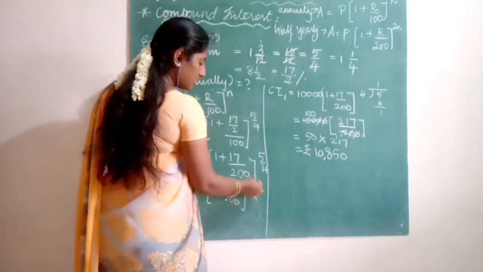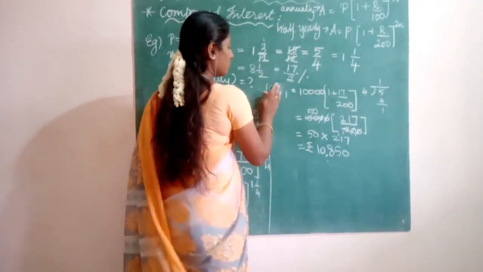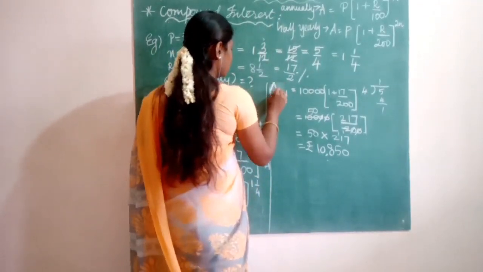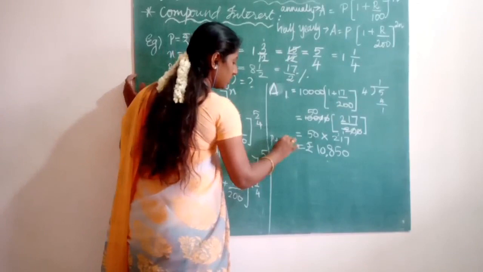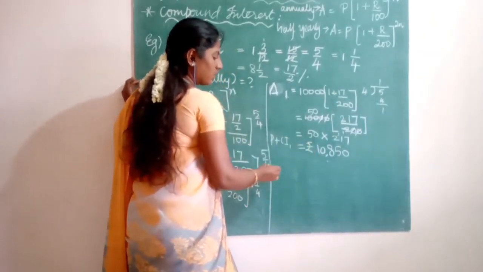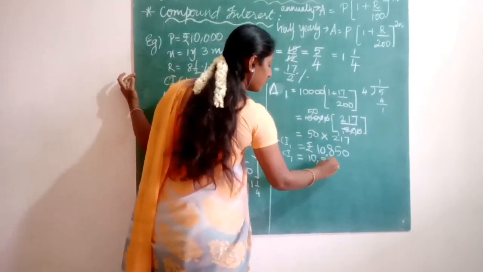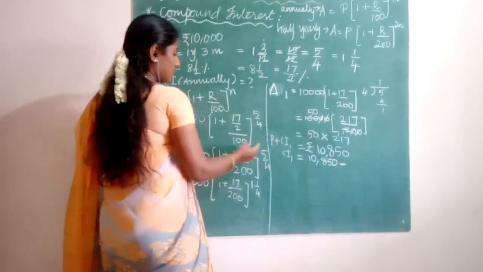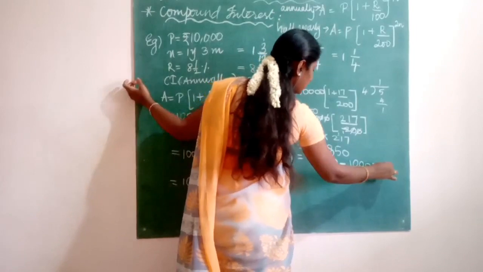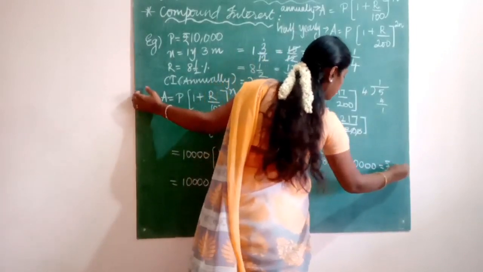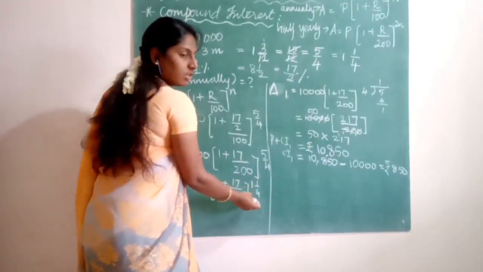Next, for the next quarter year, sorry, actually this is the amount. So this is amount 1, the principal amount plus CI1. So what will be CI1? CI1 is this amount minus the principal amount, that is 10,000. So that is nothing but rupees 850. Keep it separately. Now we have to find it for the next 1/4 of the period.